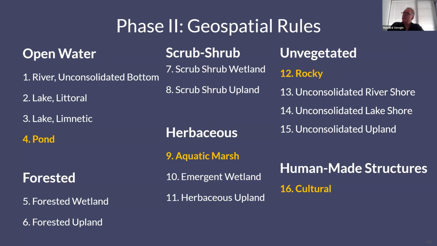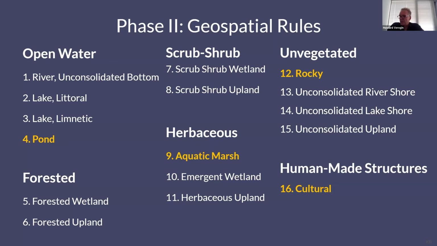Rocky, it was very difficult. Unlike unconsolidated river shore, lake shore, and upland, for rocky we did not decide to differentiate by whether it was upland versus riverine, just because we felt that ecologically it probably wasn't that important, and it's kind of difficult to do that. We did do that for unconsolidated river, lake, and upland. That was one of the rule sets that we applied in the phase 2 part of the process, but we did not do that for rocky.